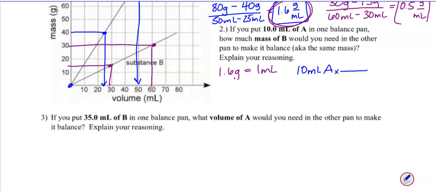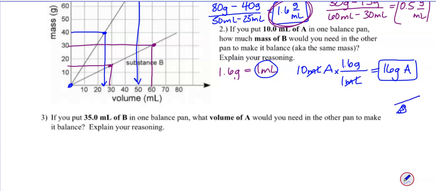I don't know how much that weighs, but I know if I had 1 milliliter of A, according to my slope, it would weigh 1.6 grams. So milliliters cancel, 16 grams of A. So now I have 16 grams of A. Got 16 grams of A here. So now how do I make this balanced pan the same? I just need 16 grams of B. That's all I need. So you say add 16 grams of B.